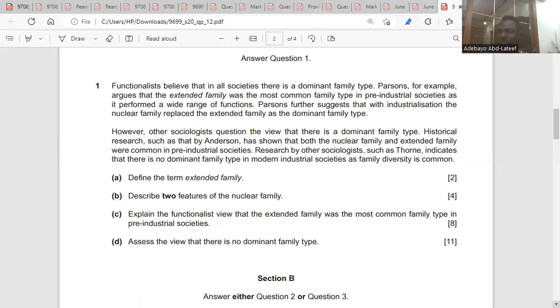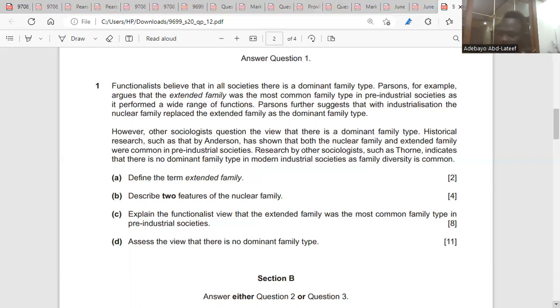We are saying that there's no one kind of family that is everywhere. Dominant family means that this kind of family is the only family available. So that's not true. That is the point. Do you get it now?